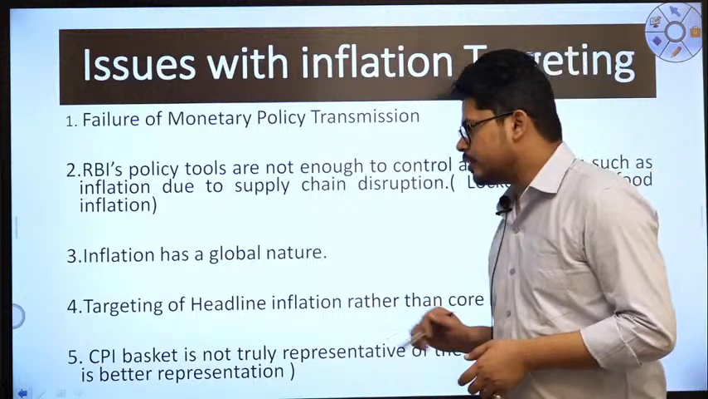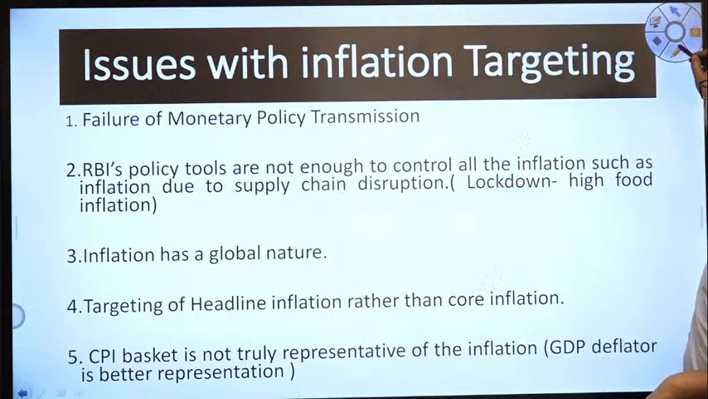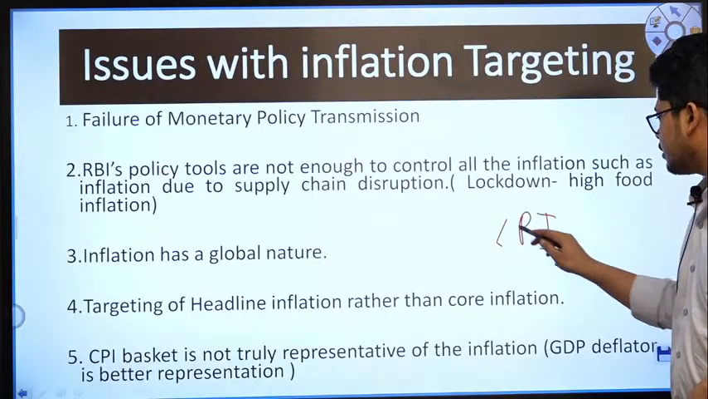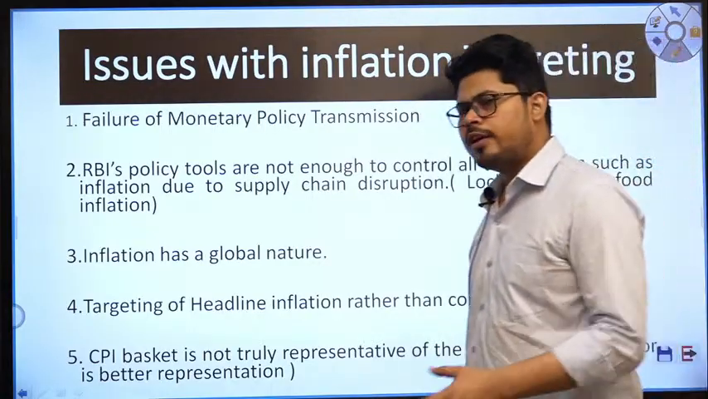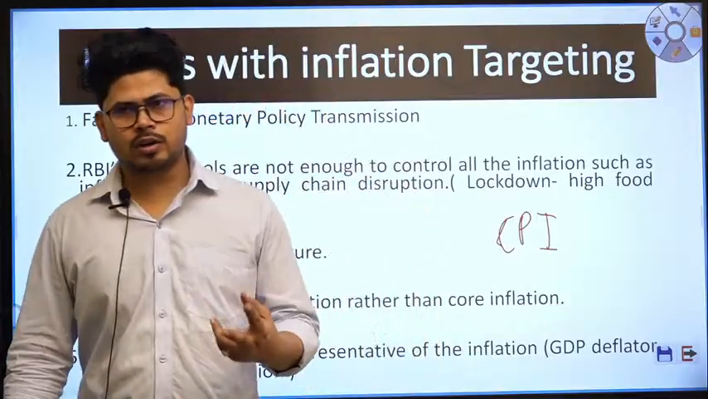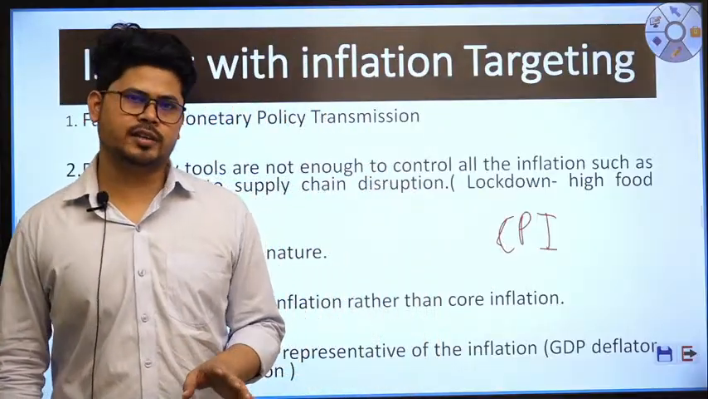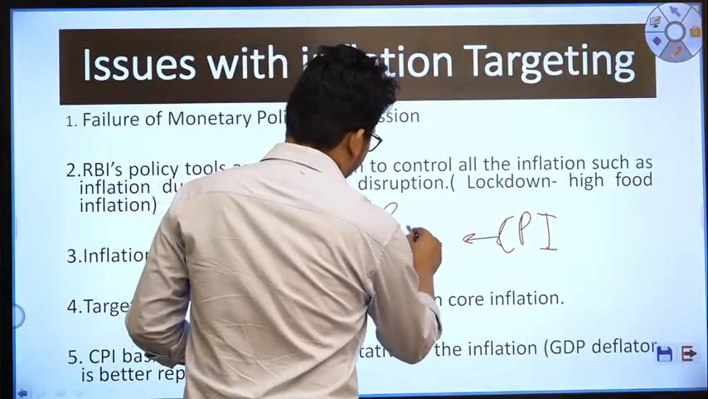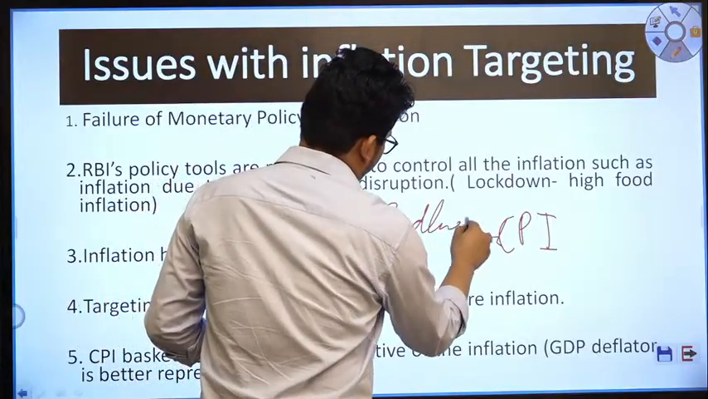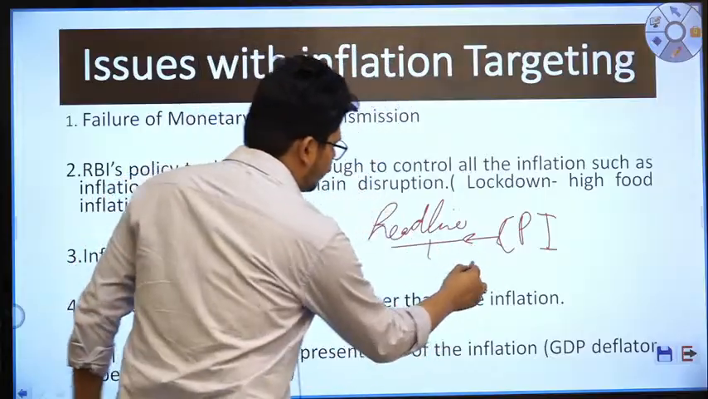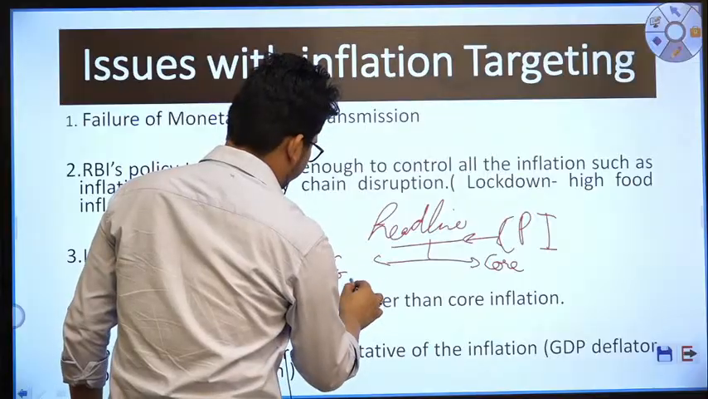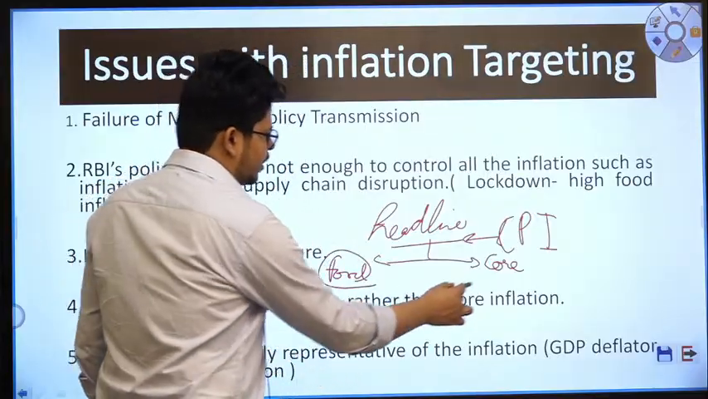Now this is a very important thing that RBI has chosen headline consumer price inflation, headline CPI. ठीक है? Now what is headline CPI? Headline CPI में core inflation and food inflation दोनों included है. ठीक है? Headline, this is also headline. तो हेडलाइन में कोर इन्फ्लेशन एंड फूड इन्फ्लेशन, फूड इन्फ्लेशन एंड कोर इन्फ्लेशन.